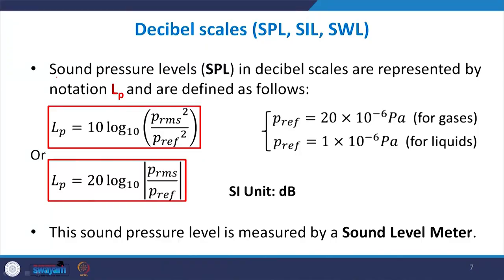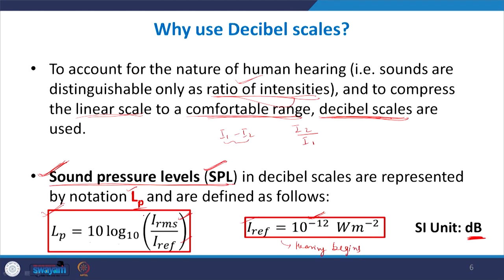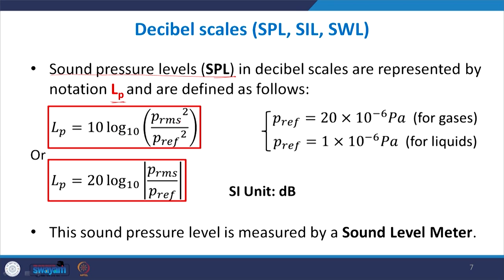Now another definition of sound pressure level is there. We know that LP is 10 log 10 of I RMS by I reference, and if the medium is the same for both the waves, then I RMS will be proportional to P squared; intensity is proportional to the pressure squared. So replacing this by their respective pressures, we get 10 log 10 of P RMS squared by P reference squared, where P reference is the minimum audible pressure.